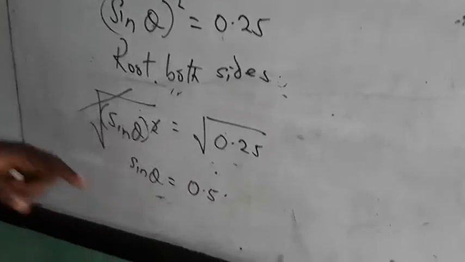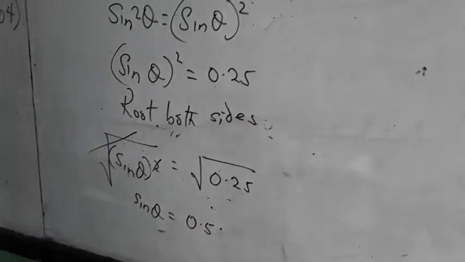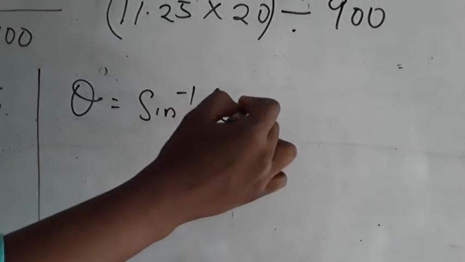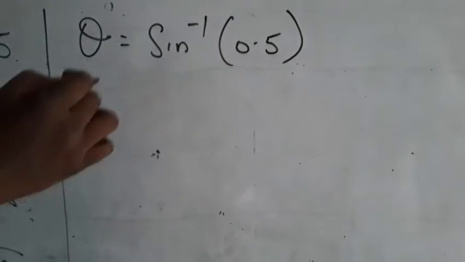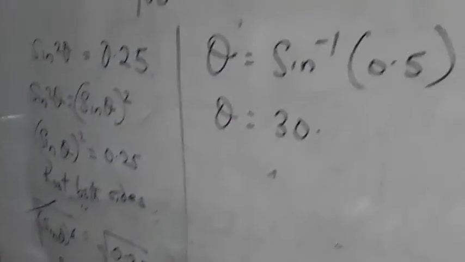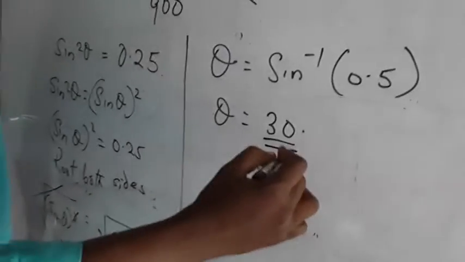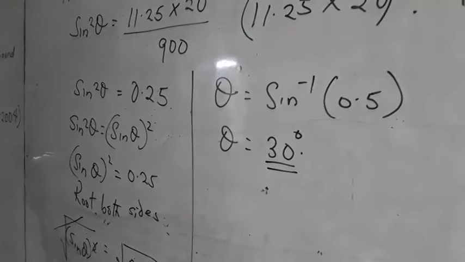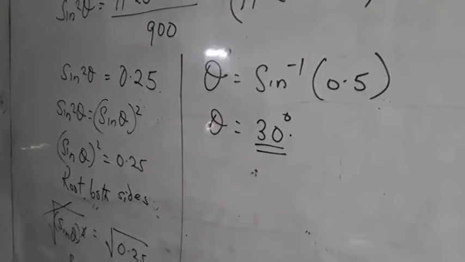So I'm looking for the angle of projection. For me to look for that, theta equals sine inverse of 0.5, which is 1/2. Theta becomes 30. Yes, 30 degrees. So the angle of projection here is 30 degrees.